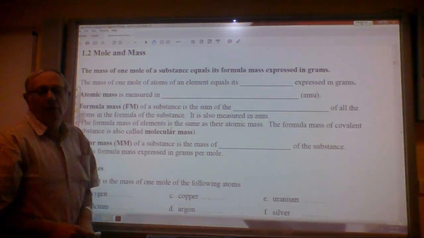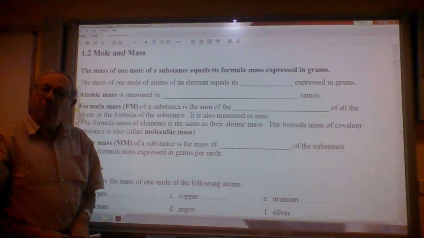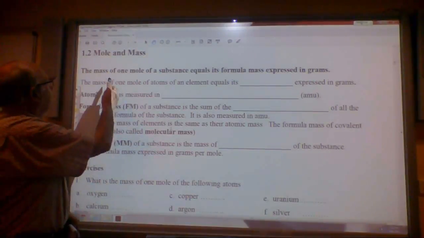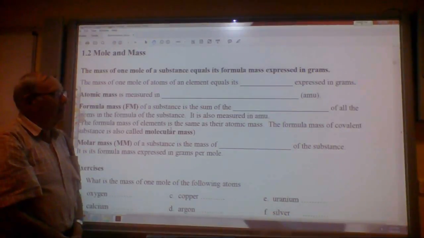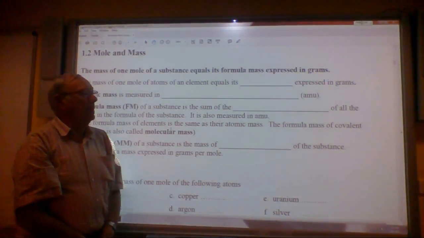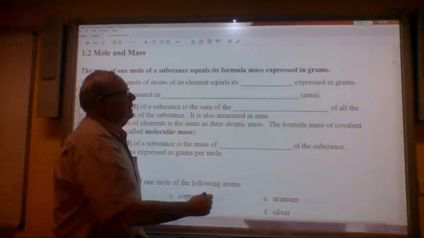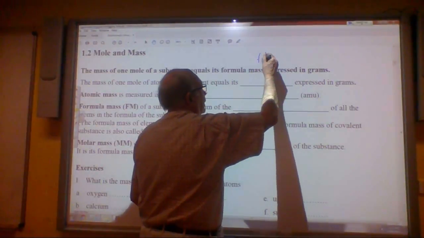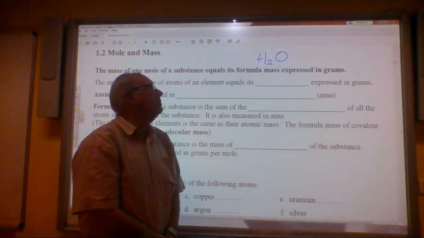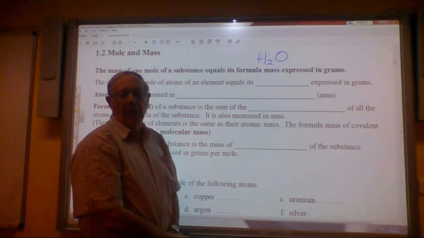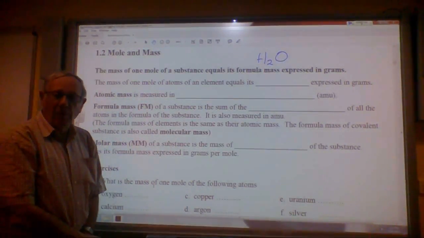We want to have a look now at molar mass and the mass of 1 mole. Let's have a look at what it says here. It says the mass of 1 mole of a substance is equal to its formula mass expressed in grams. Now what that means is if we have, for example, water, and we find the mass of its formula, then we take that and we express it in grams, and that is a molar mass.